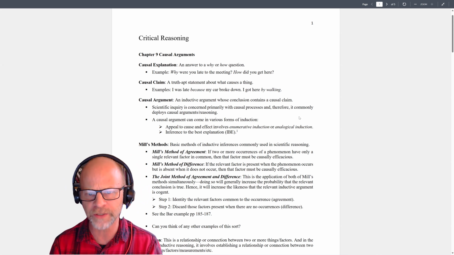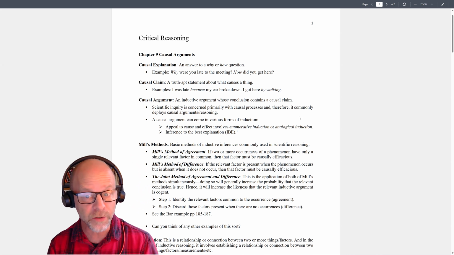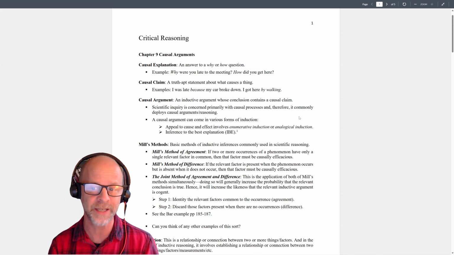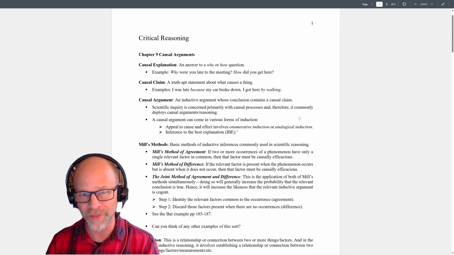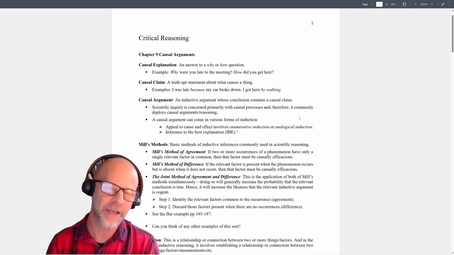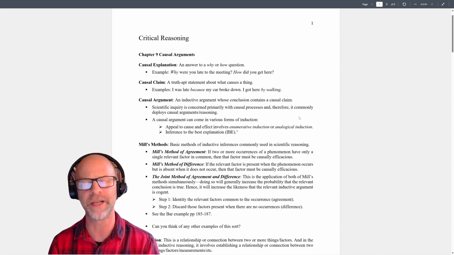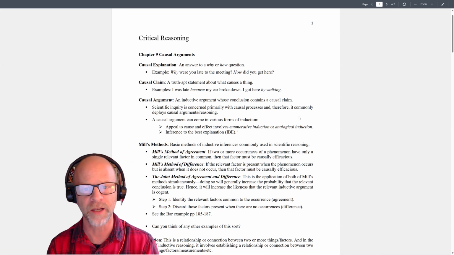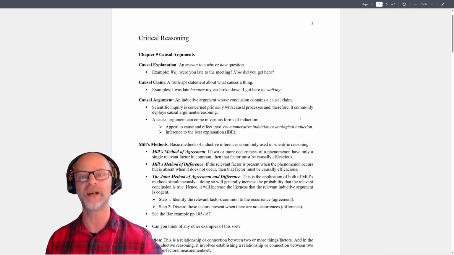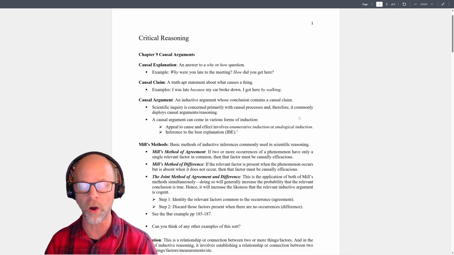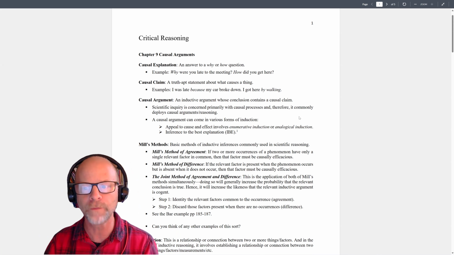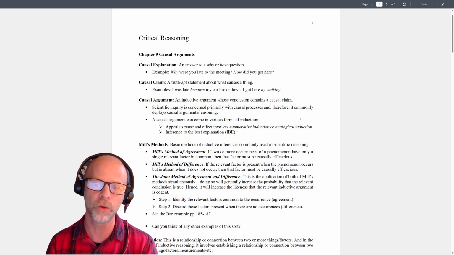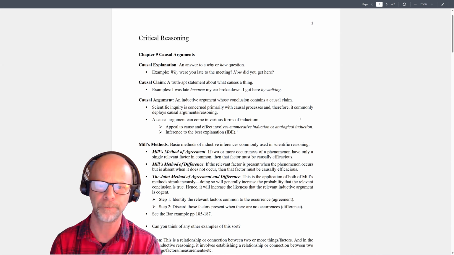And so causal arguments generally are inductive arguments because the conclusion contains some causal claim, right? And remember that we're working with induction. So we don't have a guarantee of the truth of the conclusion like we would in deductive reasoning. Rather, it's possible that the conclusion could be false while all the premises are true. So that's what makes it an inductive argument. But here it involves some causal claim, right? The conclusion involves some sort of causal work or causal powers, we might say.